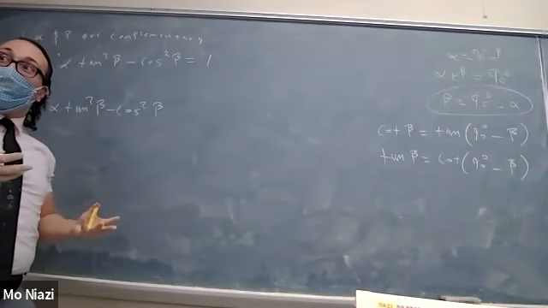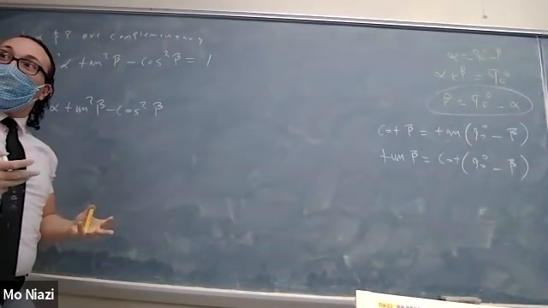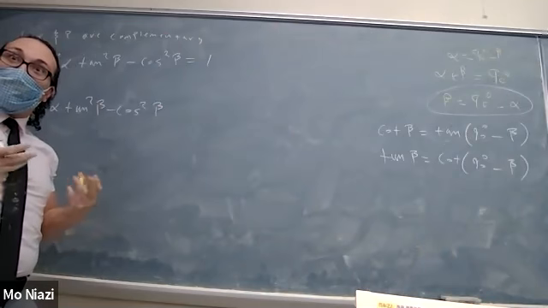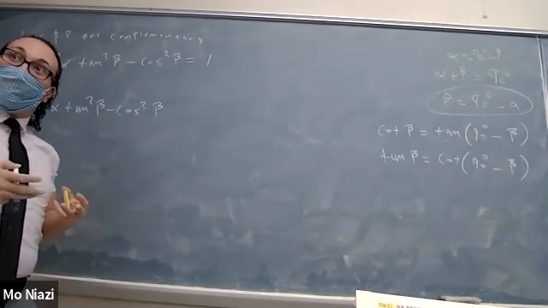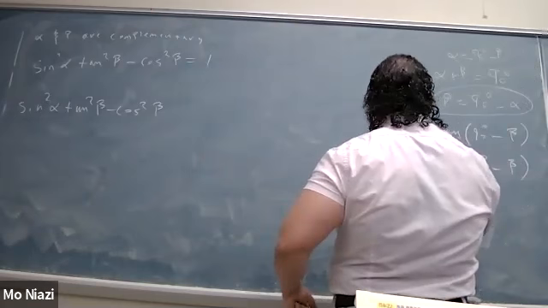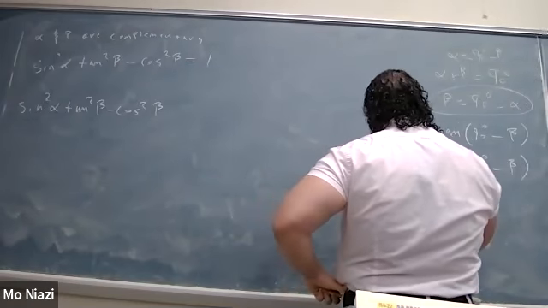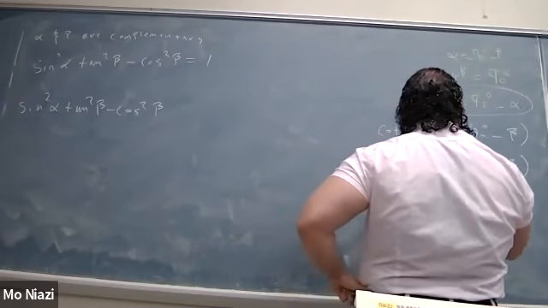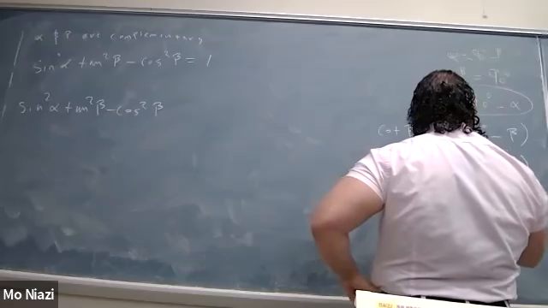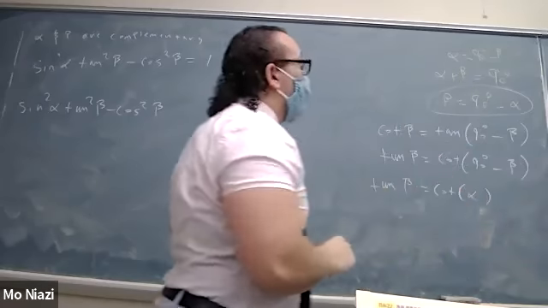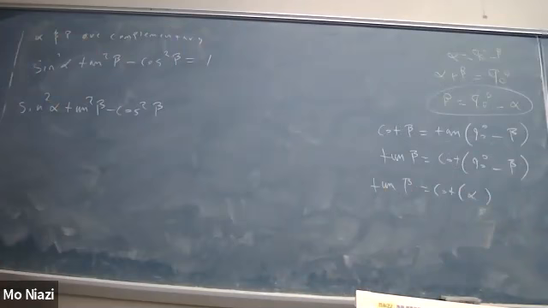Ding, ding, ding, ding. That's what I wanted to happen. That was the connection I was hoping to get at earlier. That this is alpha. So this means, for example, that tangent of beta is equal to the cotangent of this, but that's really cotangent alpha. That was the key.